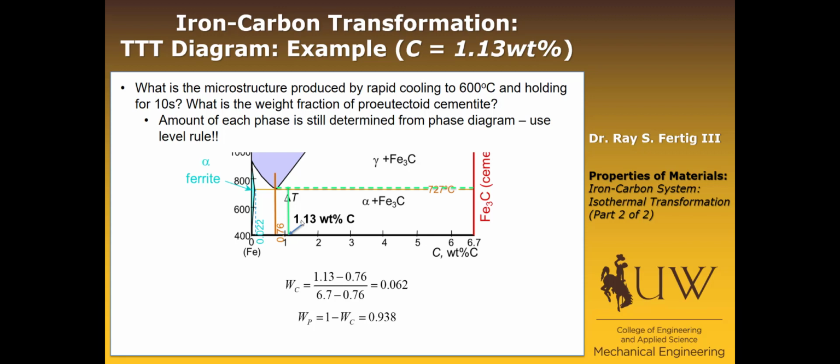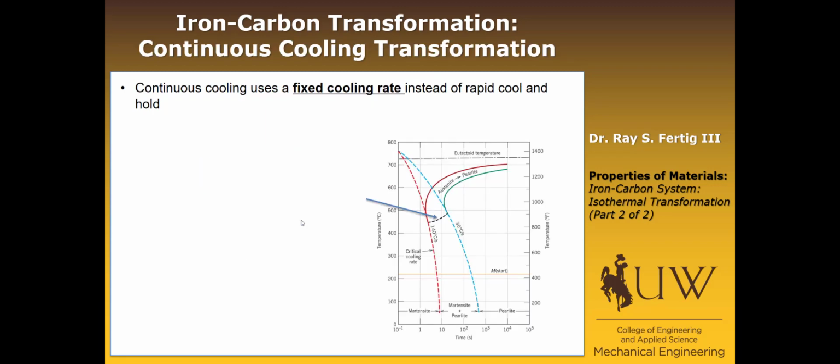Hopefully that was pretty straightforward. Now, I know this is a lecture about isothermal phase transformations, but I at least want to make you aware that there are also continuous cooling diagrams, because sometimes it's not realistic to think that we could cool instantaneously and then hold isothermally. Oftentimes we will be able to cool at a fixed rate. If we use a fixed rate instead of a rapid cool and hold, then we end up with what's called a continuous cooling transformation diagram.